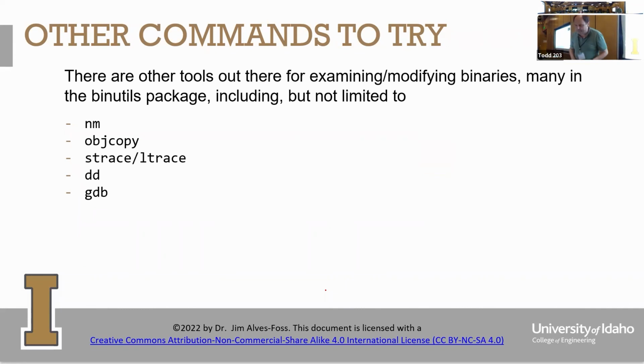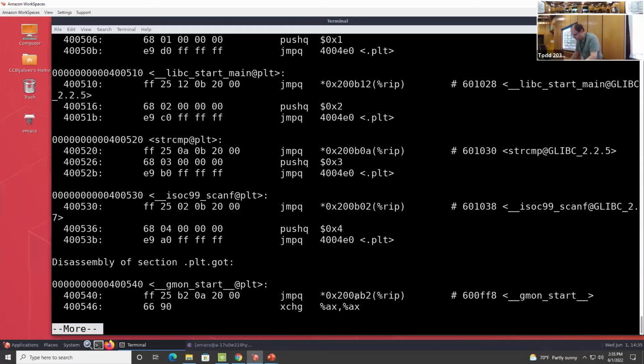There are other tools out there. I'm going to go over one more. nm just looks at some names of the libraries and stuff. objcopy allows you to copy parts of an object file, an ELF file, to another part. strace and ltrace, they actually, let me go to that one.